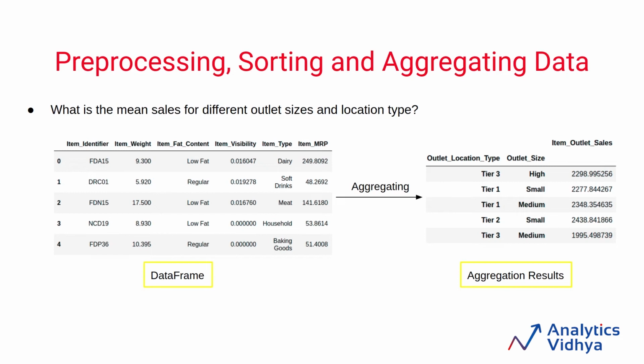So what kind of information does this give us? Well, for starters, you can see that if the tier of the city is 3, then high size outlets perform better in sales than medium size outlets. But if the tier of the city is 1, you can see that medium size outlets perform better than small size outlets. So things like this and a lot more questions that you get when you look at your data can be answered by using the power of aggregation. That's why in this module we will learn some techniques on how you can preprocess your data in Python, how you can sort your data frames, and different ways of aggregating data in Python.